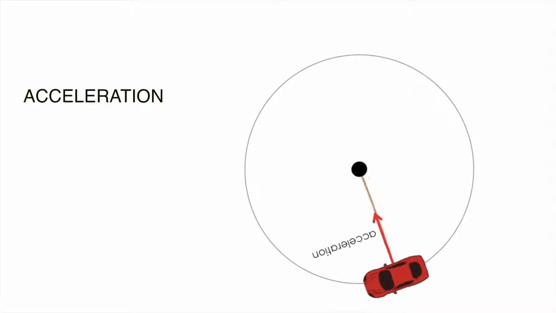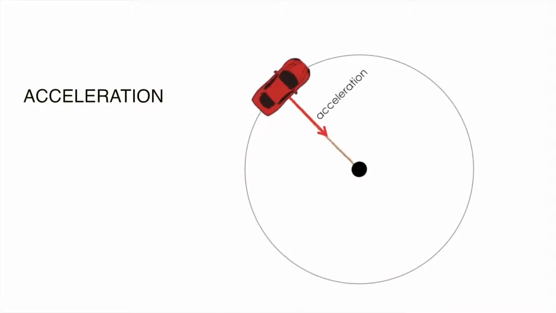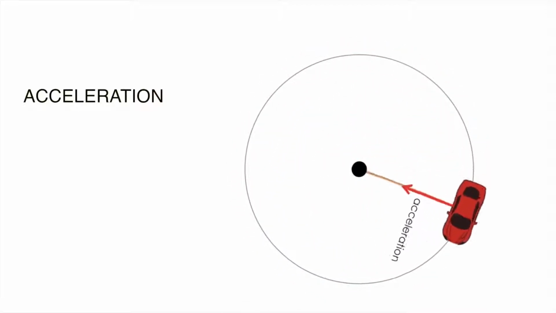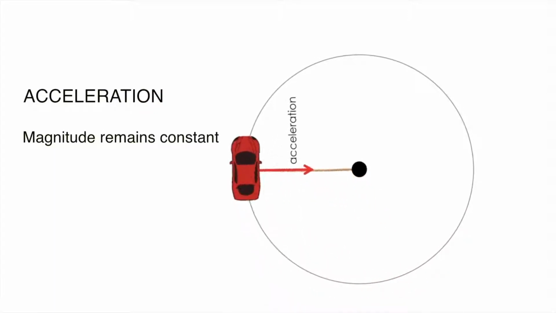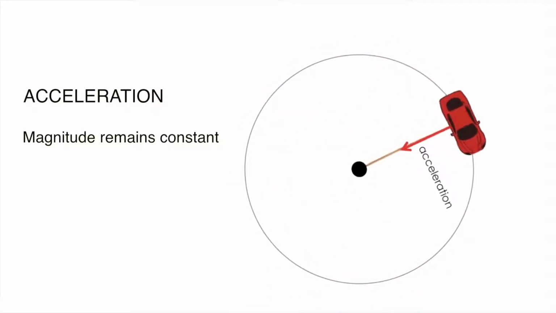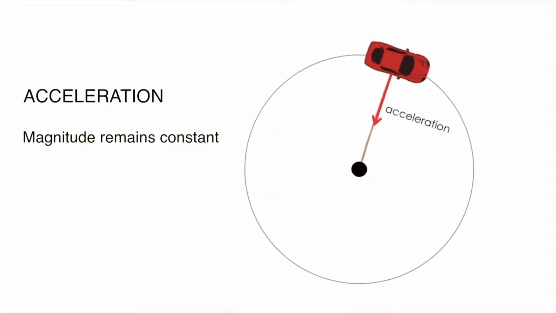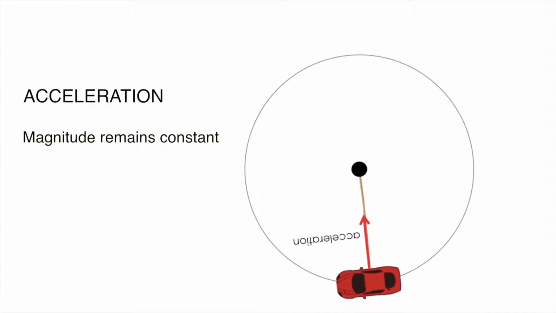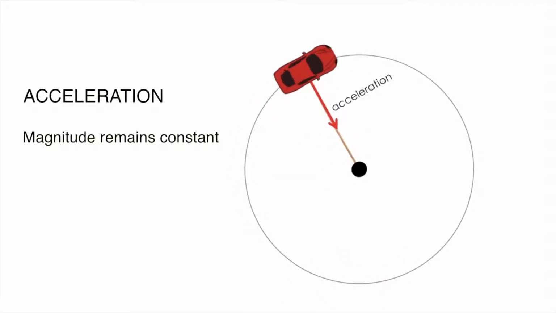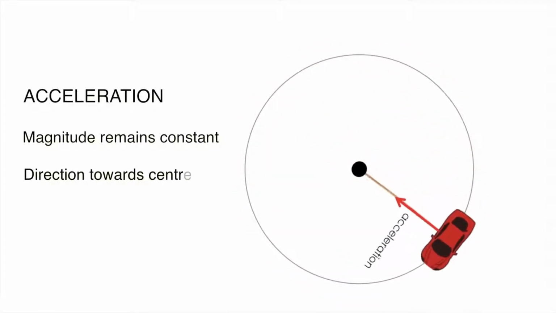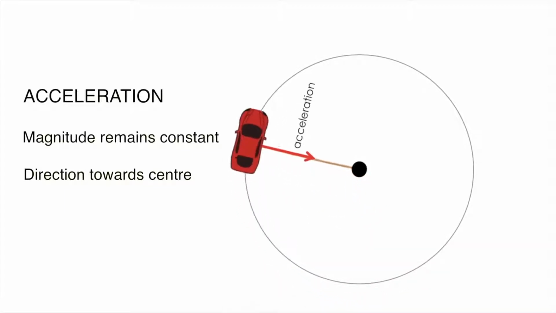Now, acceleration is a vector quantity. It will have both magnitude and direction. In this case, the magnitude of acceleration remains constant, and the direction of acceleration will be the same as the direction of force, which means that acceleration would also be directed towards the center of the circular path.